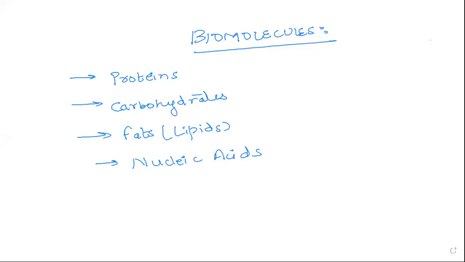So here, as we can see, biomolecules. The biomolecules can basically be classified into proteins, carbohydrates, fats that we call lipids, or nucleic acids. Nucleic acids are DNA in the higher organisms and RNA in lower organisms like the viruses. But carbohydrates, fats, and nucleic acids will be taken up in later classes. In today's class, we'll be discussing proteins, majorly the proteins.